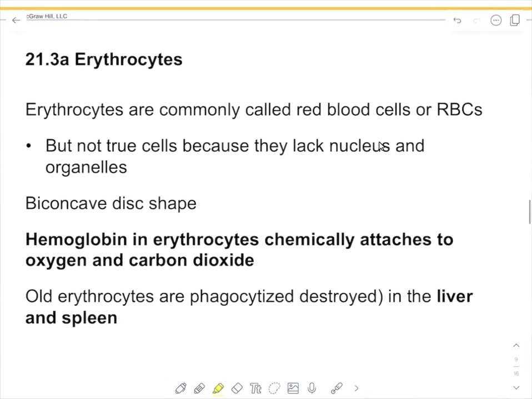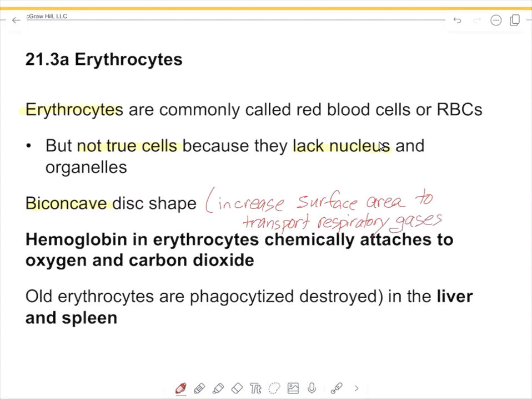The erythrocytes are commonly called red blood cells, as you know by now. They're not true cells because they lack a nucleus, and their shape is really interesting. It's biconcave, and that's super important in this case because that design is going to increase the surface area for its main job, which is to transport the respiratory gases. So that's primarily oxygen, but it's also carbon dioxide.